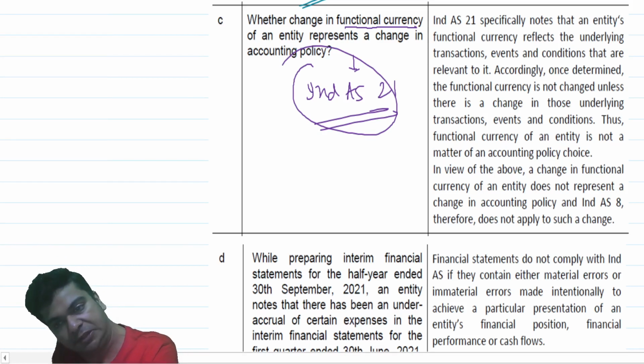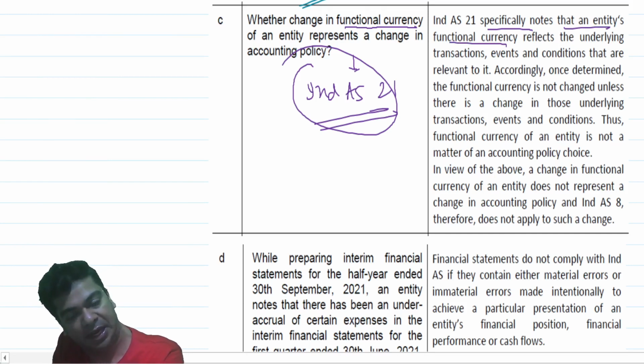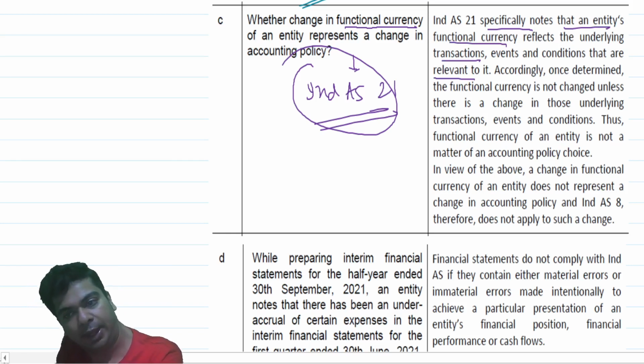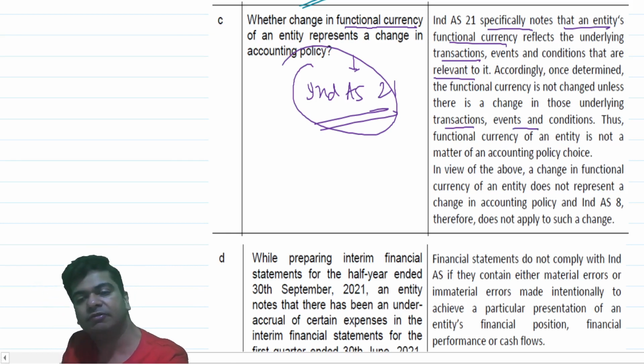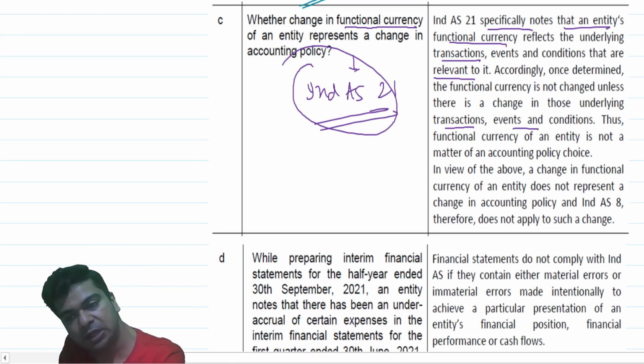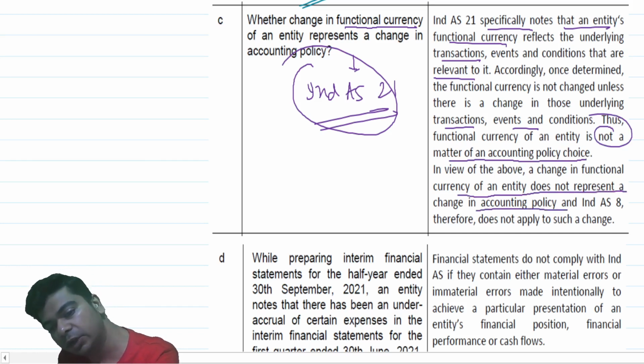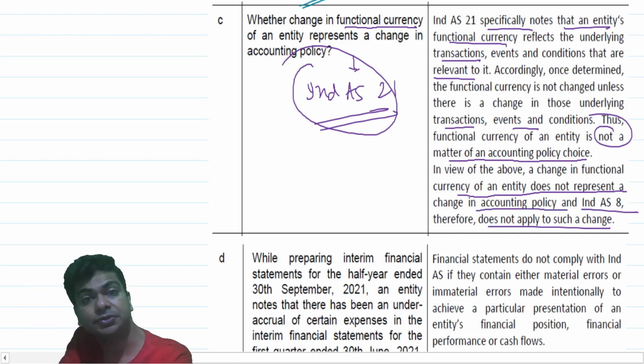Ind AS 21 specifically notes that an entity's functional currency reflects the underlying transactions, events, and conditions that are relevant to it. Accordingly, once determined, the functional currency is not changed unless there is a change in those underlying transactions, events, and conditions. Thus, functional currency of an entity is not a matter of an accounting policy choice, right? In view of the above, a change in functional currency of an entity does not represent a change in accounting policy. Ind AS 8 does not apply.